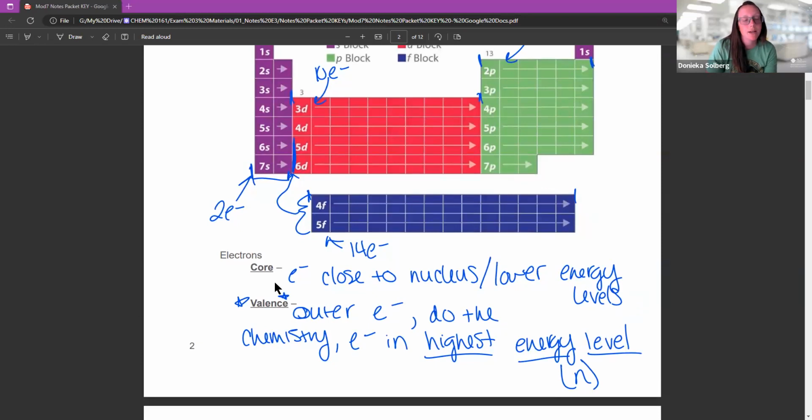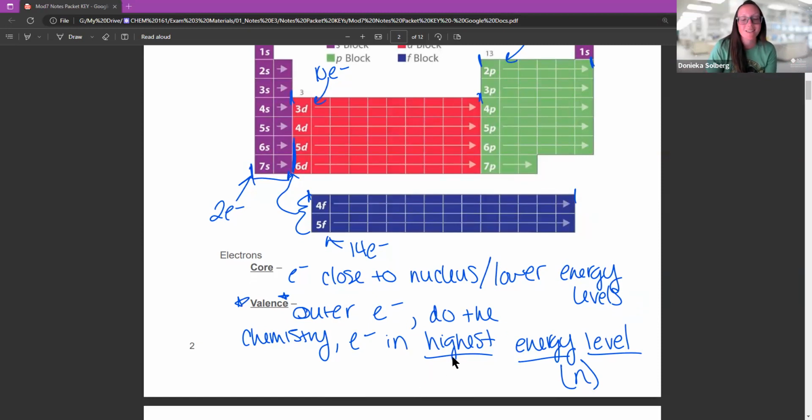It is important to point out the difference between core and valence electrons. Your core electrons are all the electrons closest to the nucleus. They don't actually do anything in chemistry. They don't participate in chemical reactions. It's always the ones on the outside that are doing the reactions, and those are called valence. Those are the ones that we care about and are going to be most important in this unit. So it's the outer electrons. They're the ones that do the chemistry.